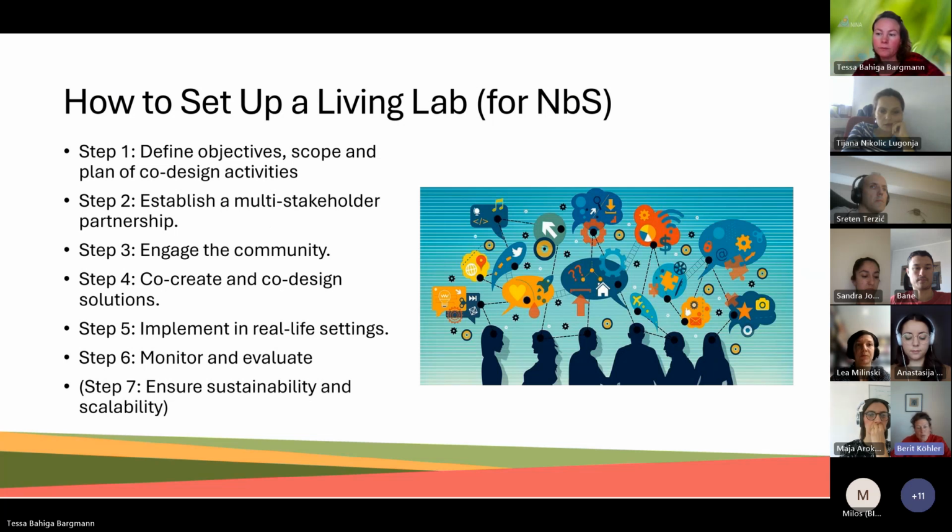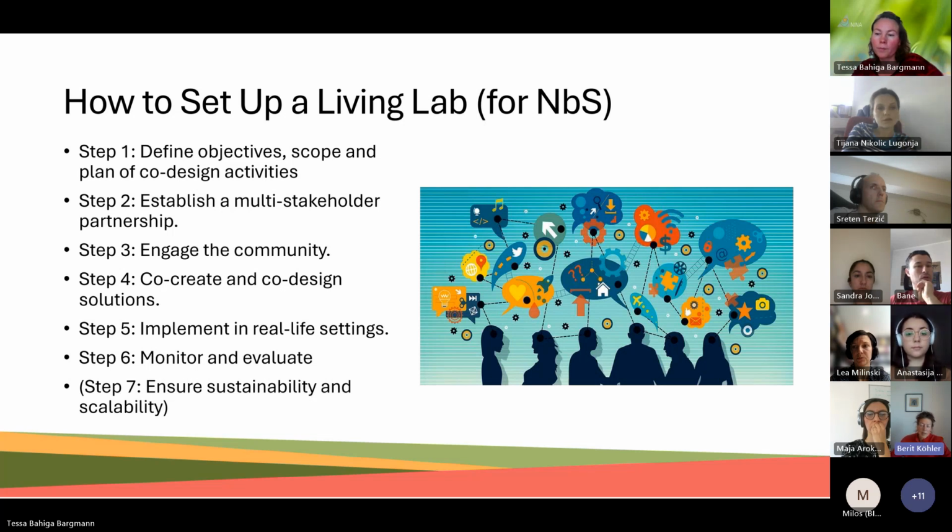And then we could look shortly at how it's possible to set up such a living lab. What would be the normal, standard steps to do that? This can be interesting for us to set up such a living lab in SONATA, for example.